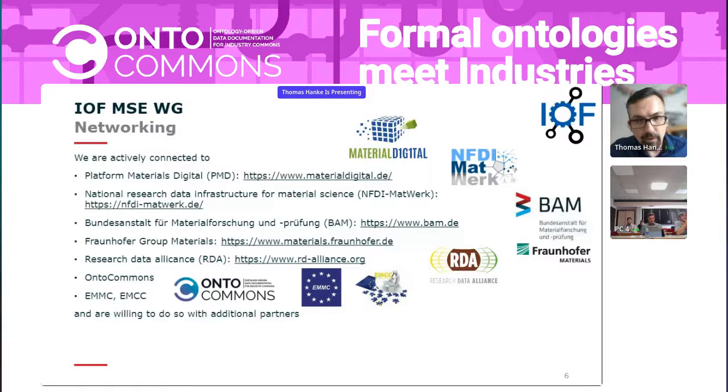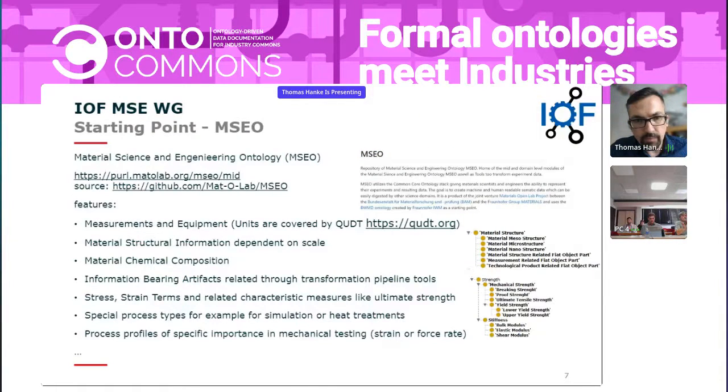Okay, we have a starting point, which is an MS ontology for the material science engineering domain. It is actively used by the joint venture between Fraunhofer Materials and Bundesanstalt für Materialprüfung und Forschung, and also in other projects in the surroundings of the Platform Material Digital, which is a national platform project.